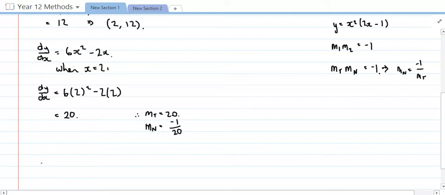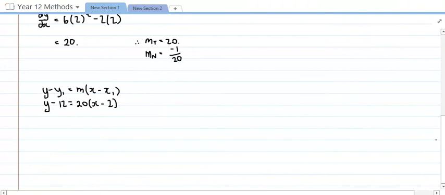So I'm going to use the rule y minus y1 equals m bracket x minus x1. A few different ways, like you could just use y equals mx plus c if you want to, it's up to you. They both work out. But going through this, I'm going to do the tangent first, so y minus the y1 value, 12, equals 20 out the front of x take 2. And basically we just need to expand that out and get our answer.